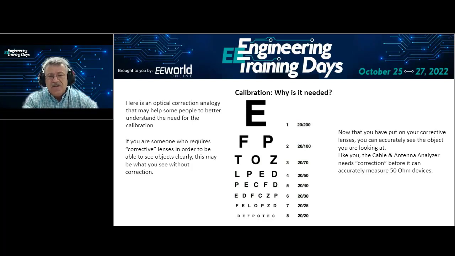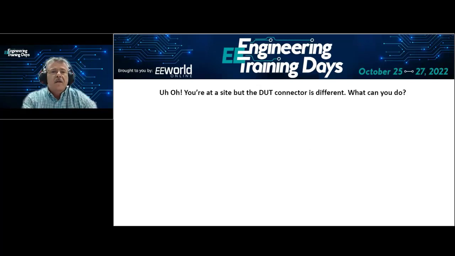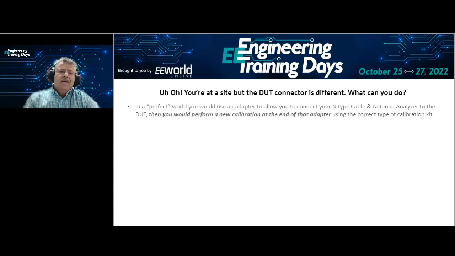And then, of course, there are other reasons. Like I said, if you've added a phase-stable cable to the end of the analyzer, or if you've added some adapters or whatever, in a perfect world, you want to do a calibration afterwards. So now you're at the site, and your kit is equipped with N, and the connector's not N. So what can you do? In that perfect world, you would have adapters to adapt from the N type to whatever the type of connector your device under test has. And then you would also have the correct type of calibration kit to match the device under test. And then you would do a new calibration at the end of the adapter after you've added it. That's in the perfect world.